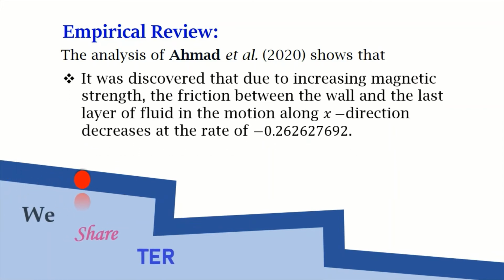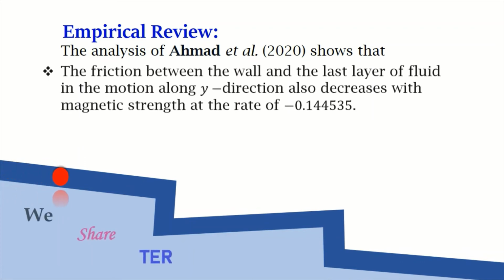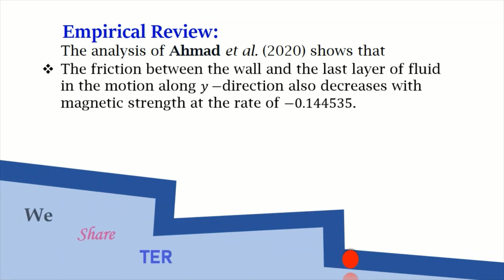It was discovered that due to increasing magnetic strength, the friction between the wall and the last layer of fluid in the motion along x direction decreases at the rate of -0.26262769(2). The friction between the wall and the last layer of fluid in the motion along y direction also decreases with magnetic strength at the rate of 0.144535.